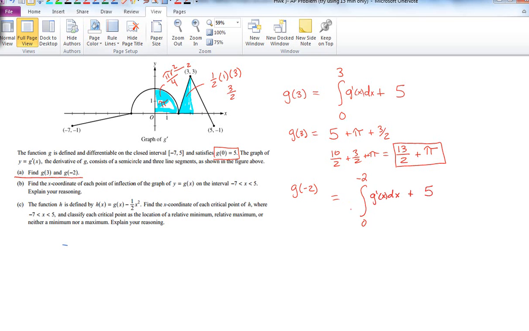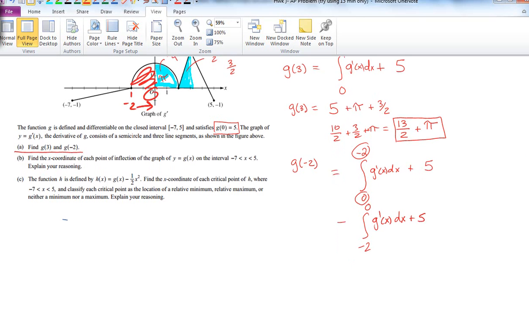However, it's hard to think about going from 0 to -2 backwards, so instead I thought of it as the opposite of the integral from -2 to 0 of our derivative, plus 5. And so now we can just find the area going from -2 to 0, left to right like we're used to, and applying the opposite of that.